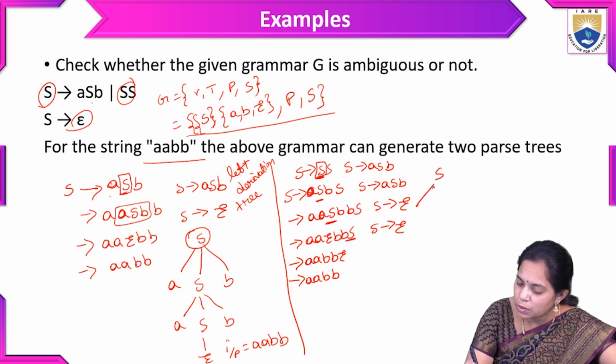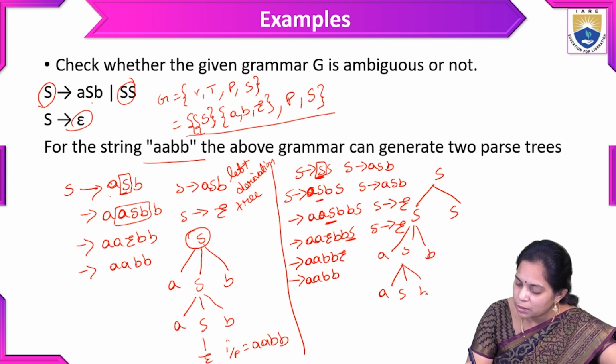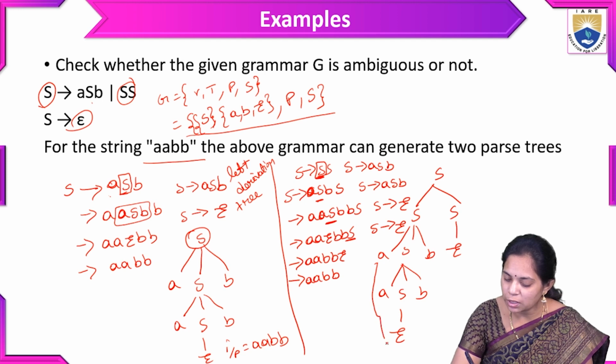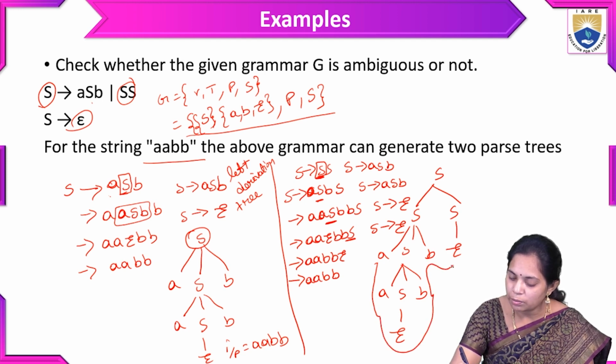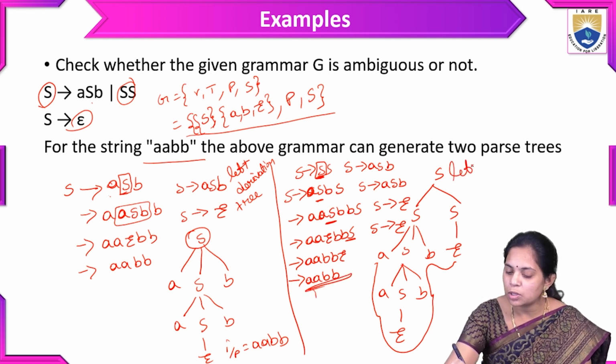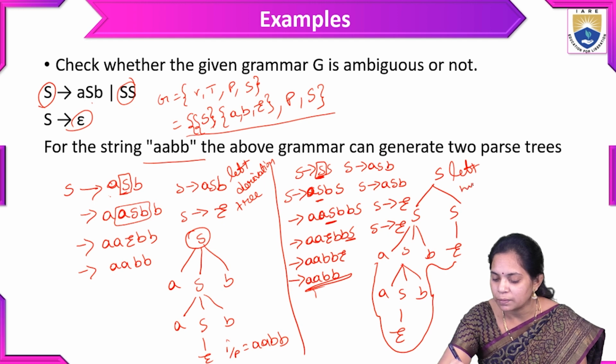So S tends to S, S. So here, instead of S, what we have replaced? A, S, B. And in this one again A, S, B. So again we replace this with epsilon. And here also epsilon. So finally what we got? So we got the input string. How to read this input string? A, epsilon, B. So here the input string is what we got. So further, this is also a leftmost derivation tree.